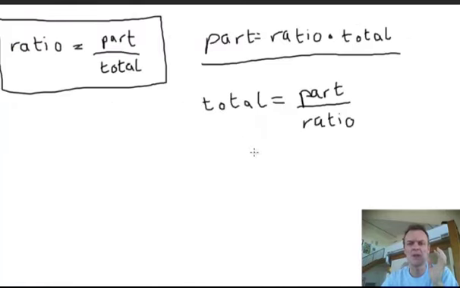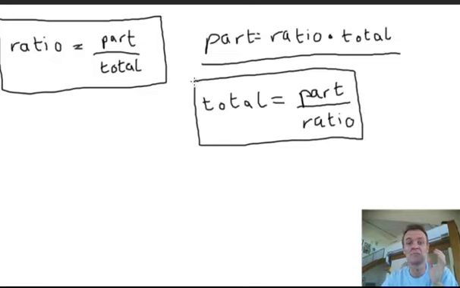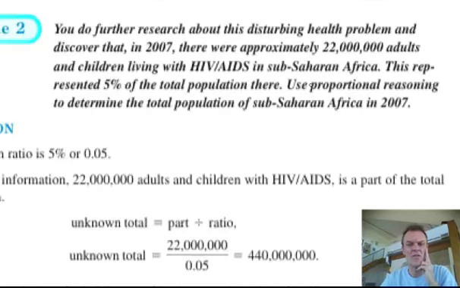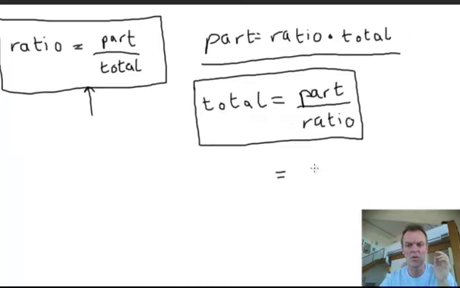Let's go back to this. So I'm going to use this equation. It's just a rearrangement of the original equation here. We know that this amount of people is only the part of the total population. That 22 million, they're the people who have AIDS, that's only the part of it. So we're going to write 22 million on top here. The ratio is the percentage as a decimal.